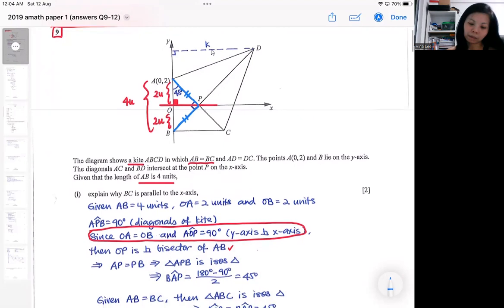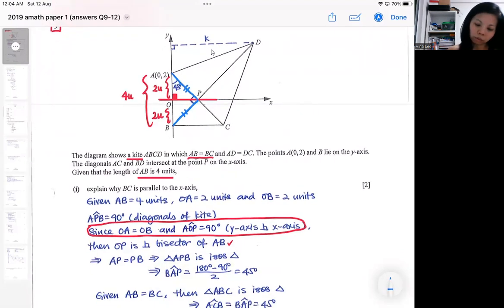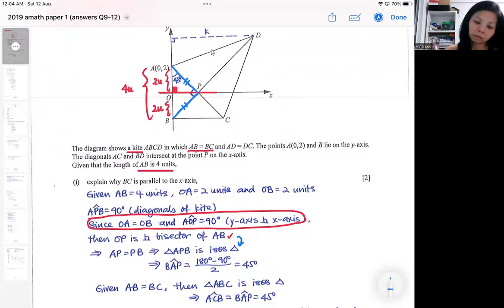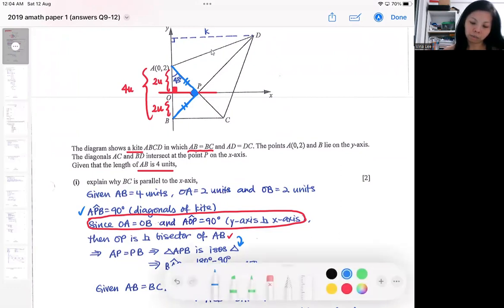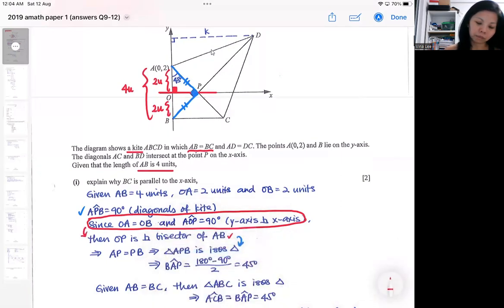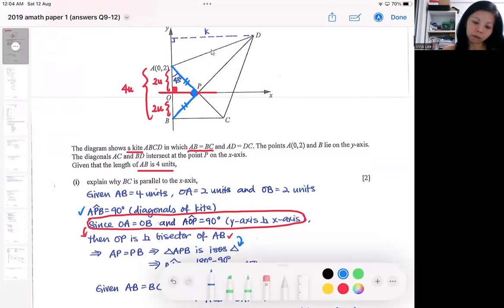Because of this perpendicular bisector, it will lead me to an isosceles triangle, and I'm going to add on the 90 degree that comes from the kite. So basically, I use the 4 units to break it down, and I also make use of the 90 degree from the y-axis and x-axis. There are two properties that make it a perpendicular bisector. So these two properties tell us that OP is a perpendicular bisector. And because of that, I will form an isosceles triangle here.